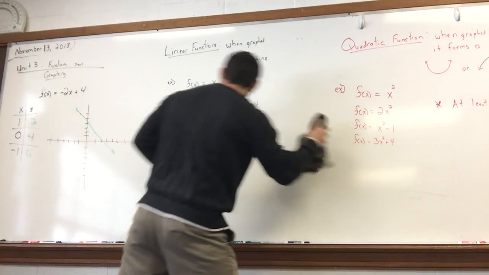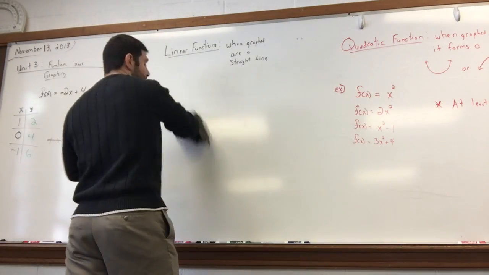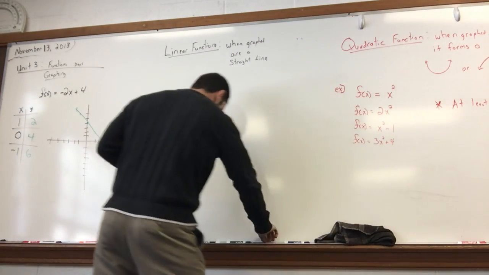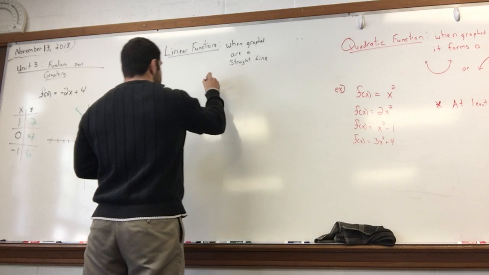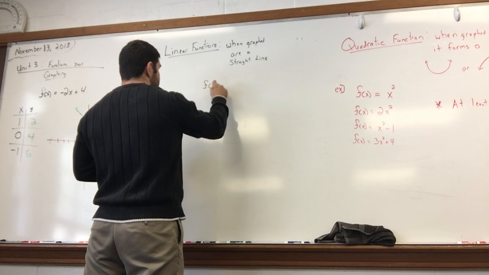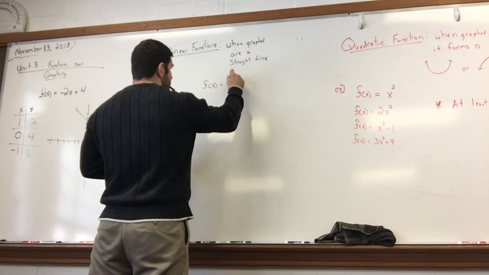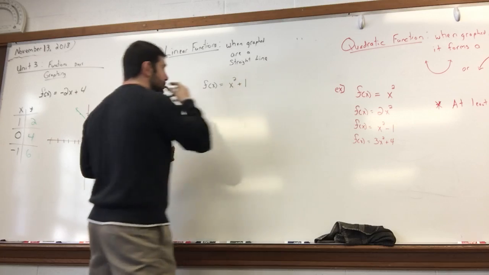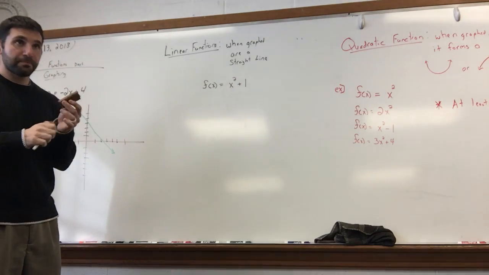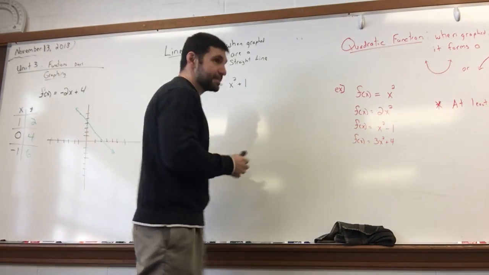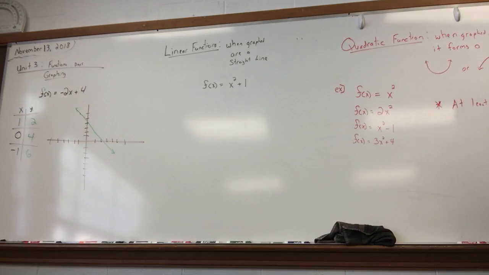Let's graph this guy. It's going to get a little bit trickier, or at least a little bit different. Let's go. F of x equals x squared plus 1. So you need to look at this now and say, what type of graph am I graphing? Is it linear? Is it quadratic? Because that's going to tell me how many numbers I need to graph.